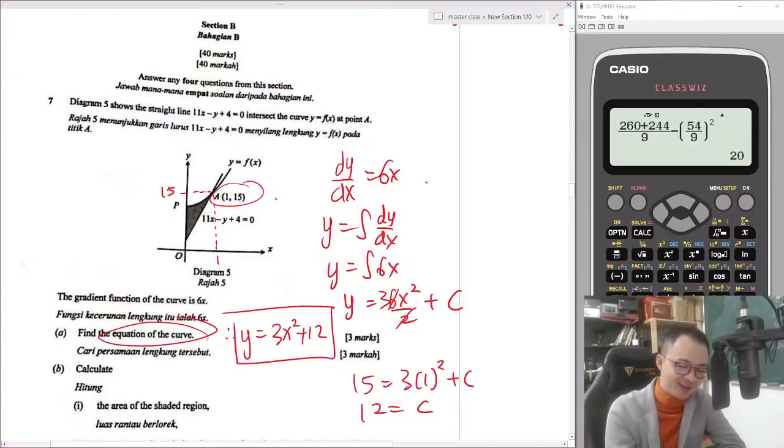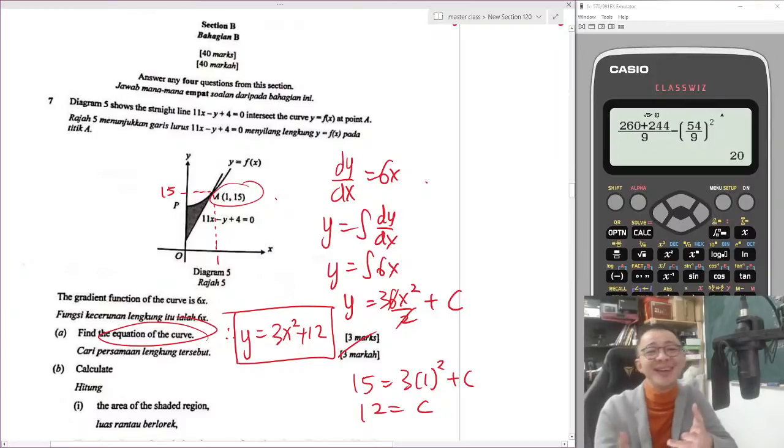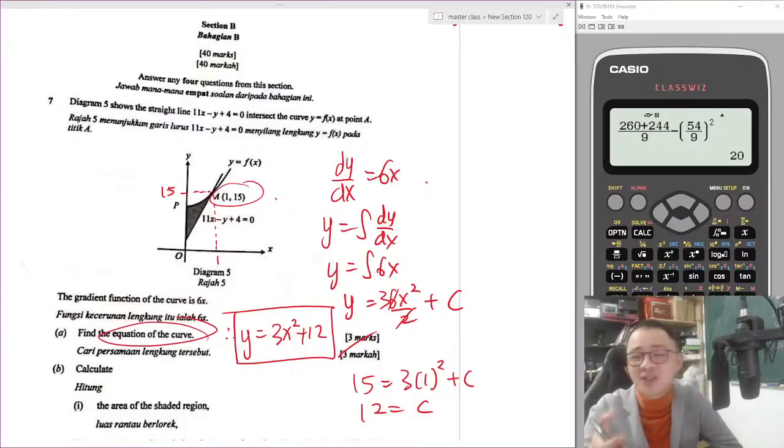Done. This 3 mark question is actually quite easy, as long as you know that if you want to find the equation of the curve, integrate dy dx. But when you integrate dy dx, remember to plus c. If you want to find c, find a coordinate on the curve, then sub in, and you can find c. This is how we do it.